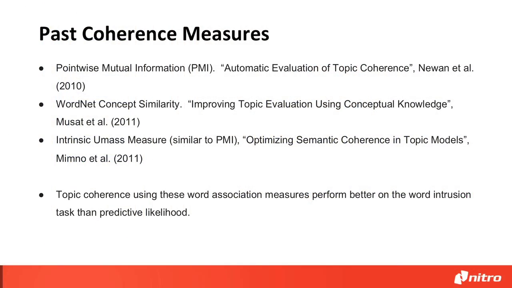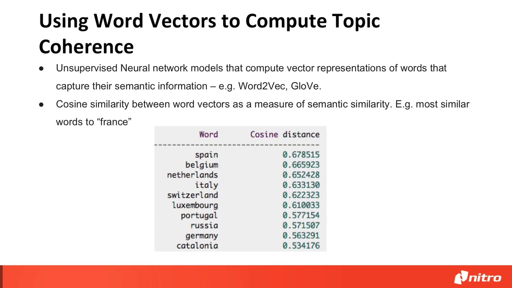There were a few papers that did this, one using pointwise mutual information to assess the semantic similarity between the words, one using WordNet. Basically, if two words fell under the same WordNet concept, then they were said to be semantically similar. This topic coherence approach performed much better in the word intrusion task than predictive likelihood.